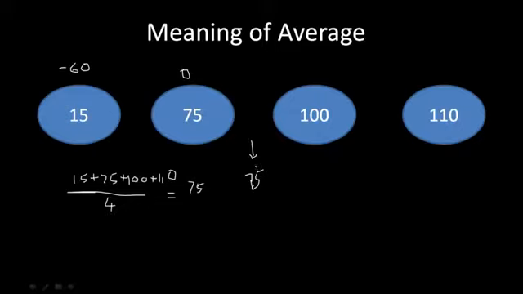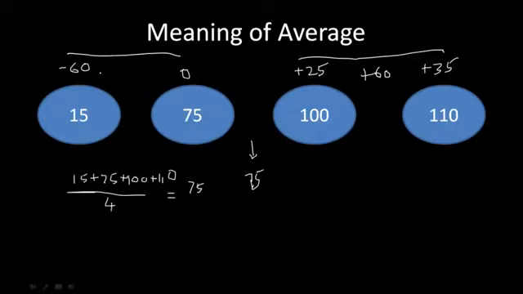100 is how far from 75? It's 25 ahead. And 110 is how far from 75? It's 35 forward. If I add all the positive numbers, 25 and 35, that gives me a positive 60. And if I add all the negative numbers, it gives me a negative 60. Can you see that all the negative numbers and all the positive numbers cancel out each other? That is the meaning of average.